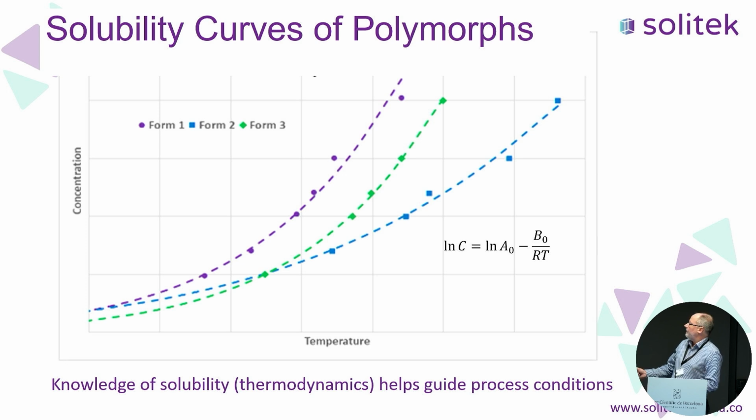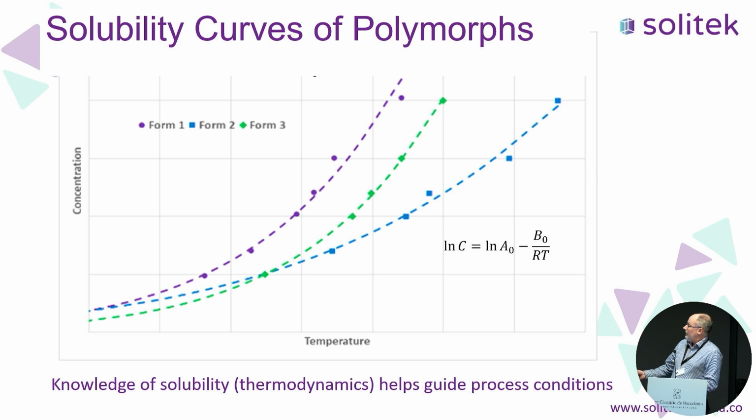If we're making form 2, clearly we want to seed in this area, but what about the isolation temperature? It might be better isolating at a temperature higher than this point here, where we're going to have competitive issues with form 3, and we might want to know how fast is the conversion of form 3 to form 2 at temperatures down here.